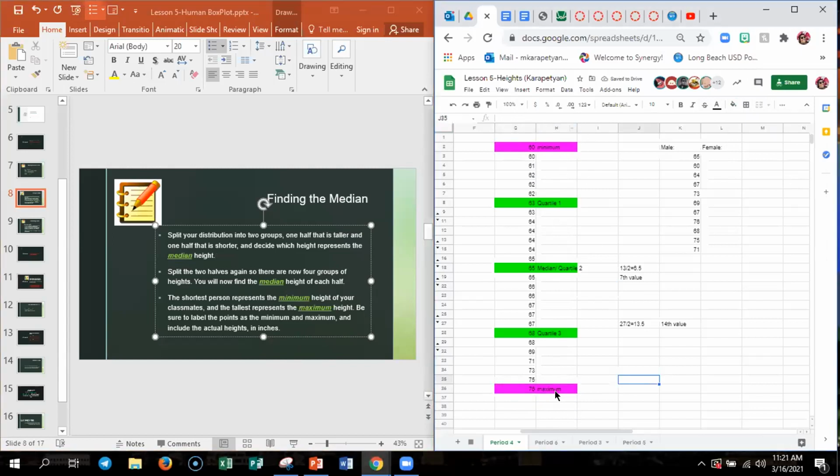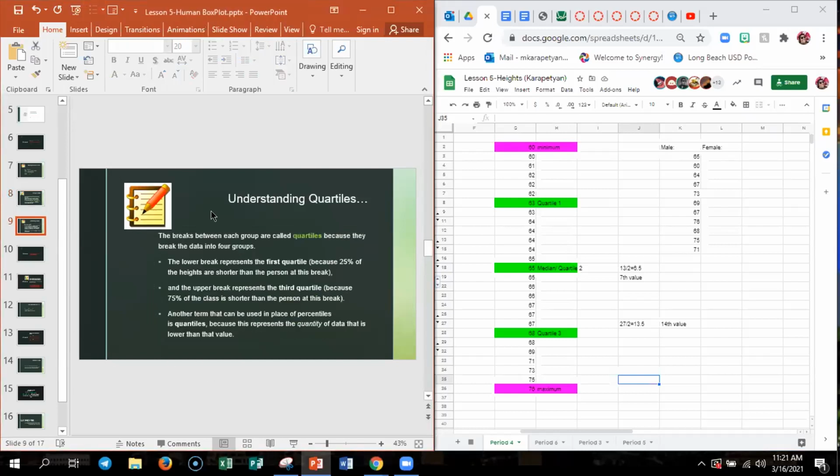So here is my 5-number summary. What does each of these mean? Let's pay attention. What does this information actually mean? Let's understand our quartiles. The breaks between each group are called quartiles. This is my quartile 1 value, this is my median value, and this is my quartile 3 value. So it breaks our data into 4 groups: group 1, group 2, group 3, group 4.